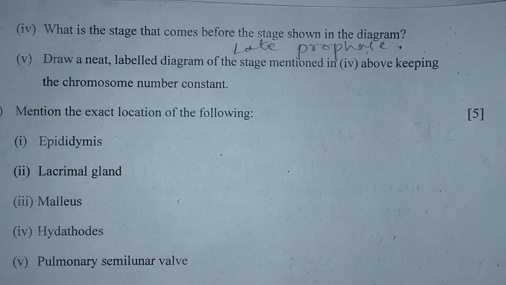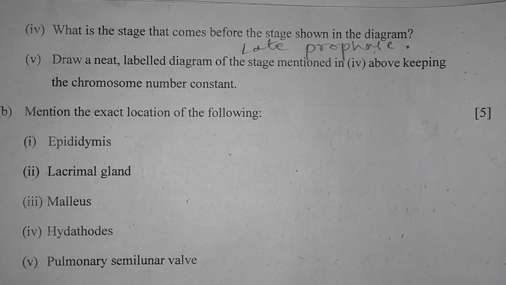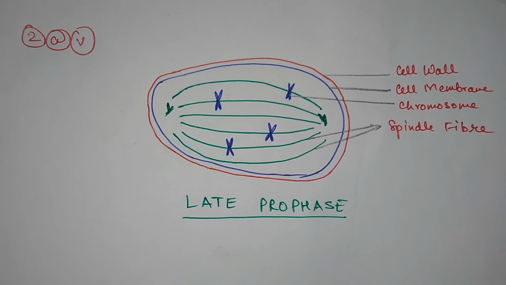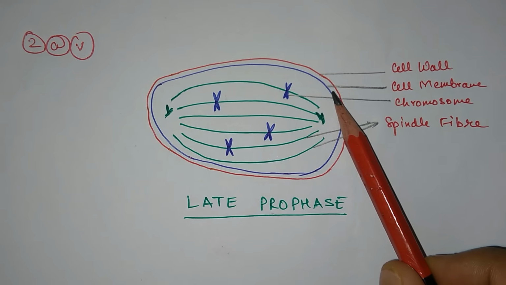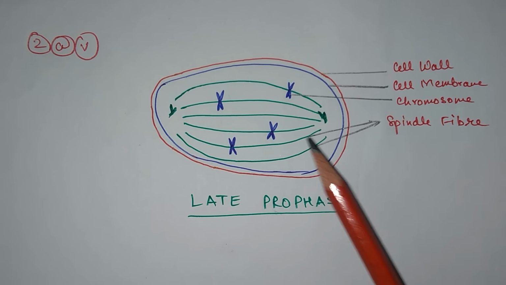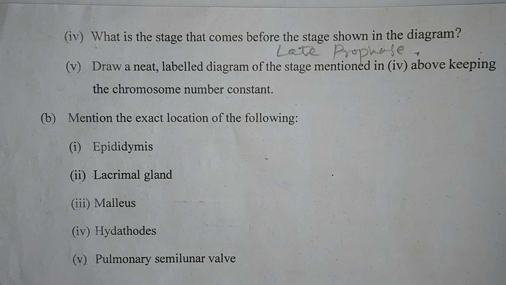Number 5. Draw a neat labelled diagram of the stage mentioned in 4 above, keeping the chromosome number constant. Well, don't mind my diagram. It's late prophase, right? This is the cell wall, this is the cell membrane, this is the chromosome, and these are the spindle fibers.